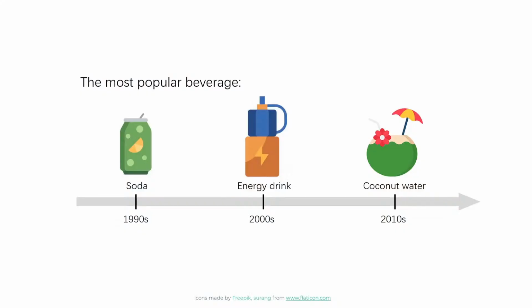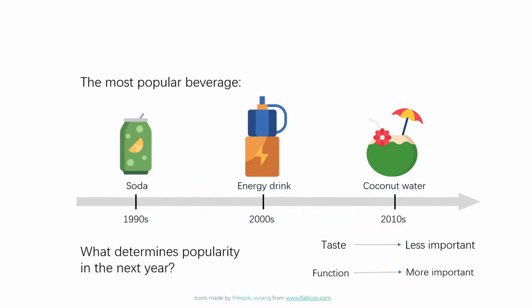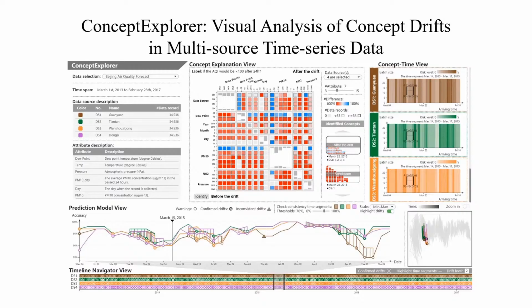As data is changing, our understanding of data should be updated correspondingly. Based on machine learning approaches, we formulate a drift-level index to monitor the evolution of multi-source data, which allows users to capture and reason about significant changes from time series data. The proposed visual analytics system is called Concept Explorer. More details can be found in our talk.